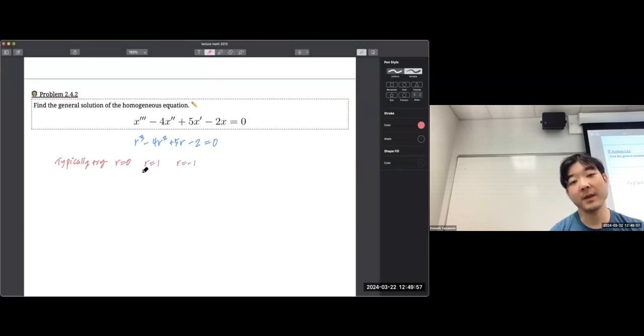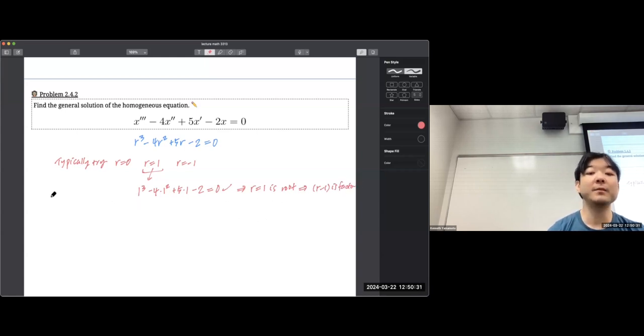And it turns out that if you plug in r equal to 1 into this, it'll be 1 cubed minus 4 times 1 squared plus 5 times 1 minus 2. And if you type this in your calculator, it'd be 1 minus 4 is -3, plus 5 is positive 2, minus 2. This is equal to 0. So r equal to 1 is one of the roots. So r minus 1 is a factor that you can pull out.